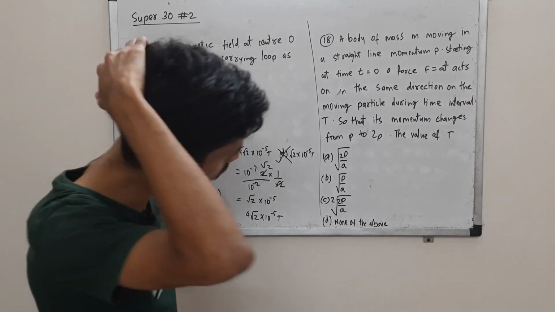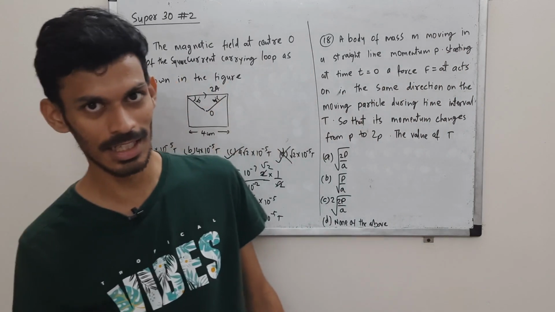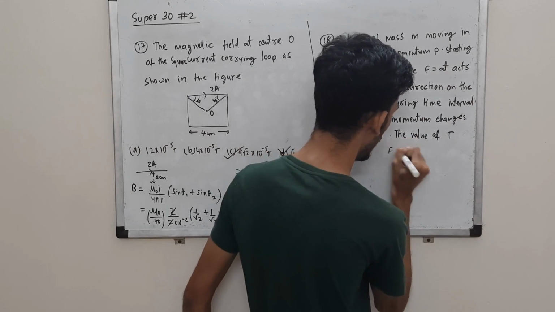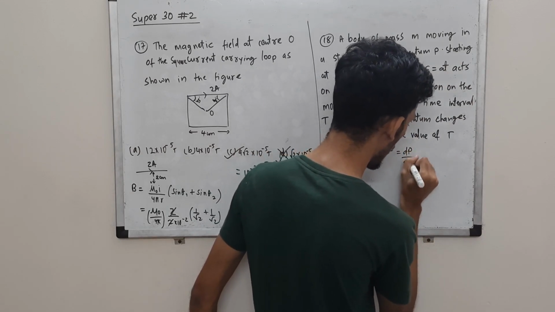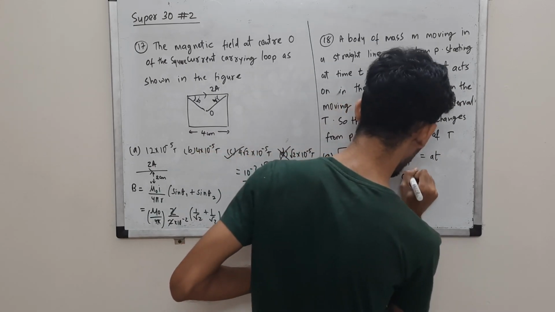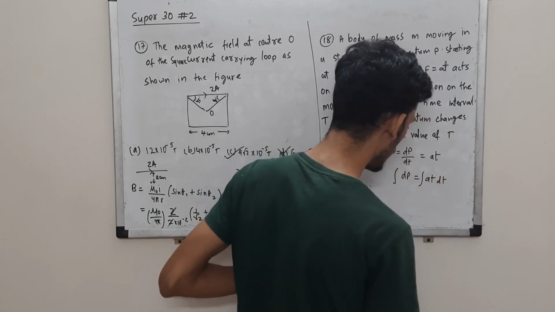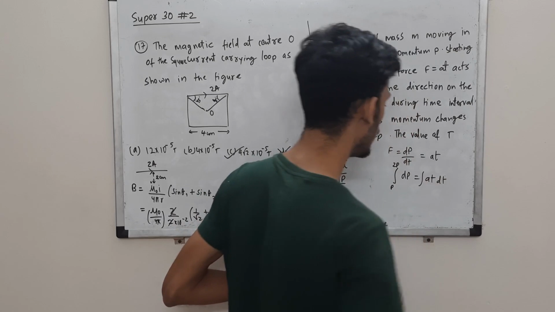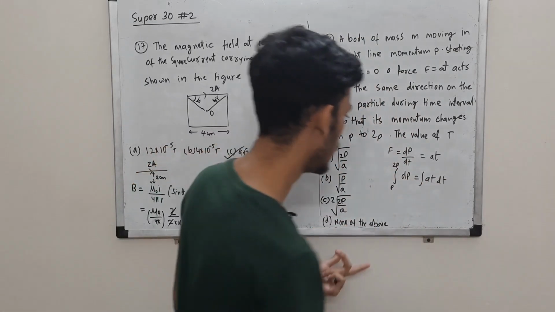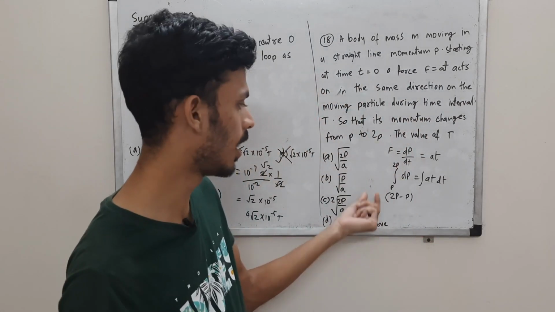You cannot directly use the average force formula, change in momentum by change in time, because this force is dependent on time. So you have to use F = dP/dt, and this force is also equal to At. Now you can integrate: take dP on one side and At dt on the other side. P changes from P to 2P. Integration of dP is P, and the limits give 2P minus P.